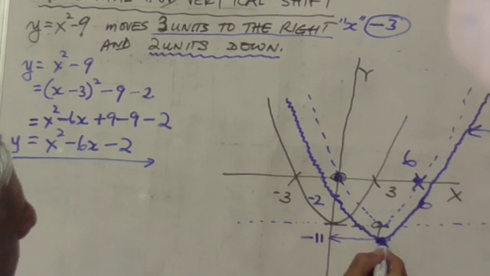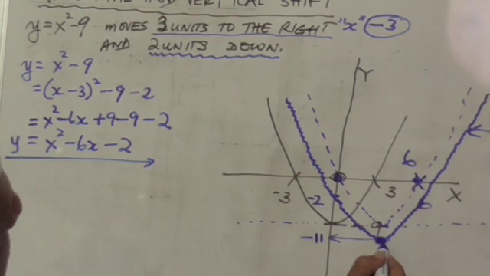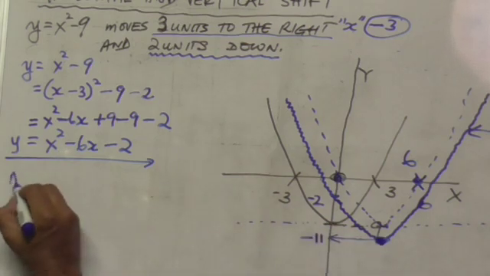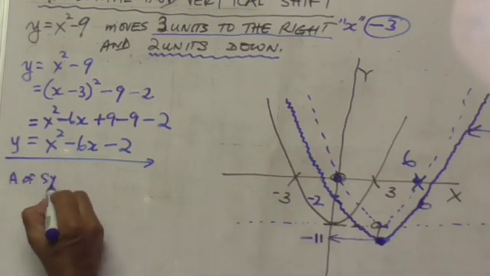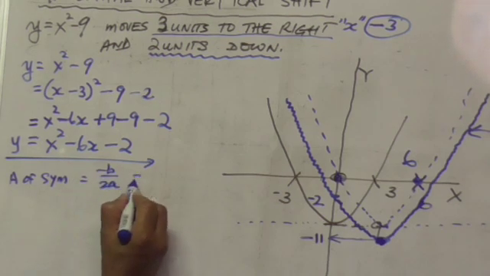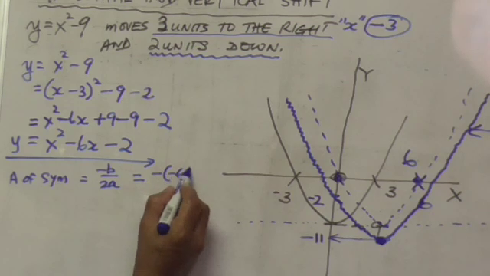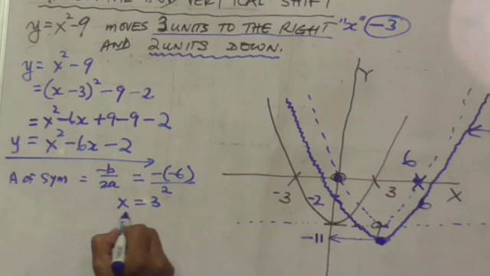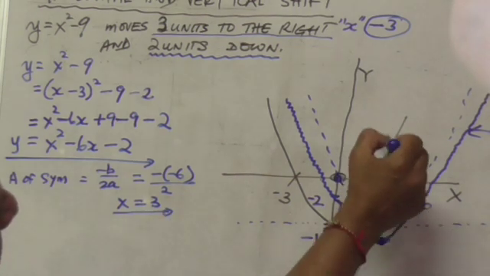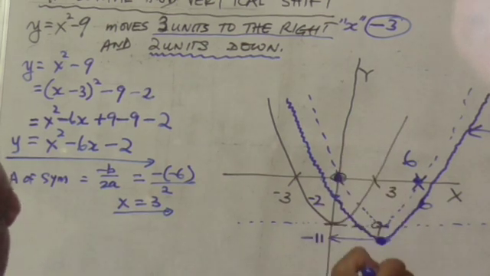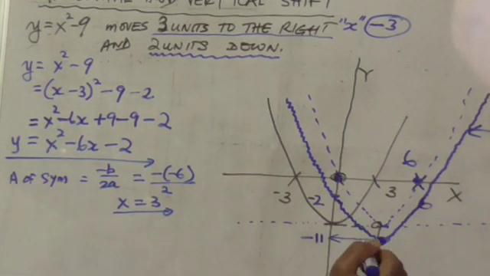Now we can test it and see if it's true, whether the new minimum is. Now if you want this turning point, then you need to know what is the axis of symmetry. For axis of symmetry, you say minus b over 2a, which will give you minus into minus 6 all over 2, which gives you 3. X is equal to 3. And you can see that it's coming, x is equal to 3. Remember, this is a rough graph. If you do it on graph paper, you'll see.